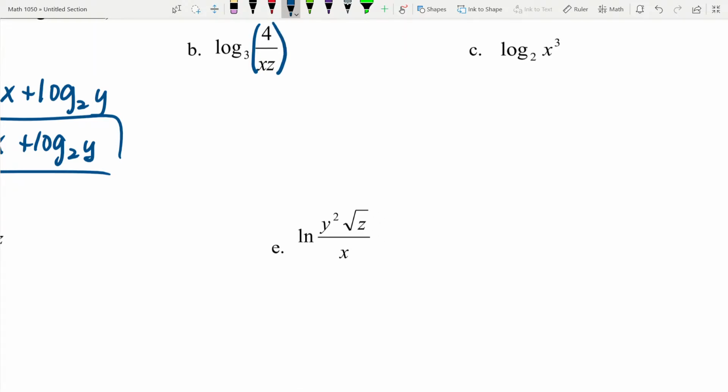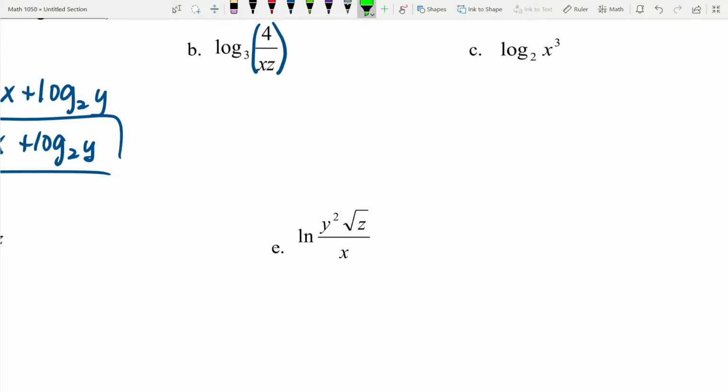Can you guys tell me how many times I'm going to write the word log? 3 times. 1 for the 4, 1 for the x, and 1 for the z. Everybody freeze for 2 seconds. Okay, freeze. You can make this easy, or you can make it hard. And I know you want to make it easy, right? So all you have to do is this.